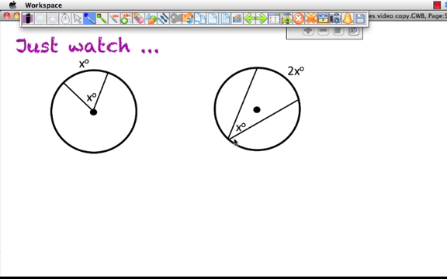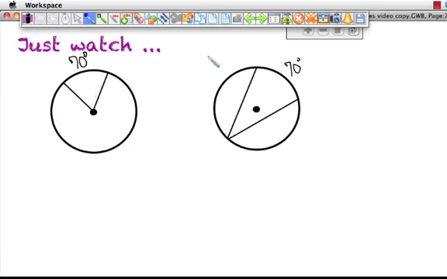Think of it this way. If you start off with the angle and you want to know what the arc is, it's getting bigger and bigger and bigger, so you multiply by 2. Okay, but if you're going the other direction, if you know what the arc is and you're trying to figure out the angle, it's getting smaller and smaller and smaller, so you'll divide by 2. Let me show you a few examples like that.